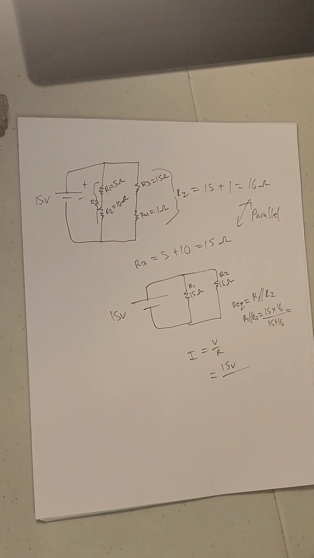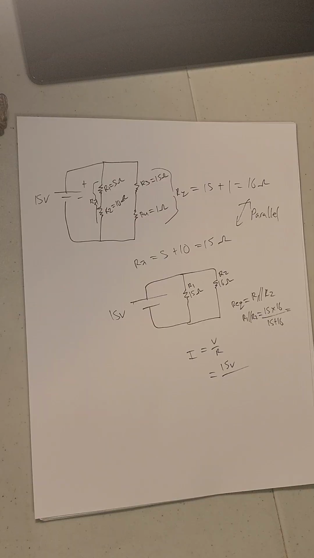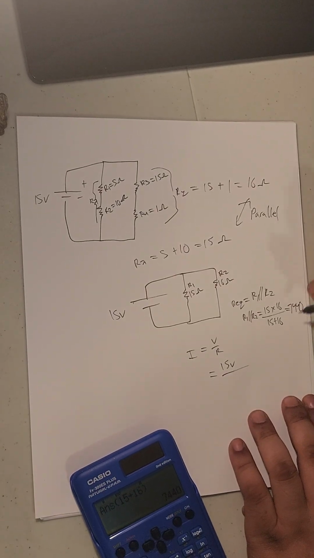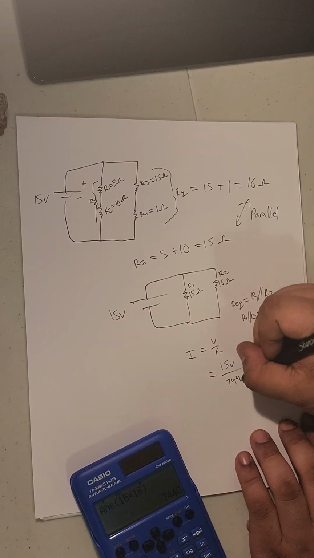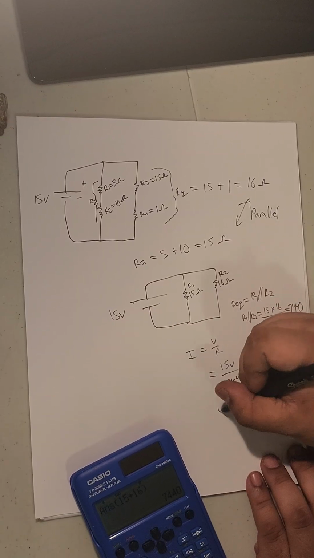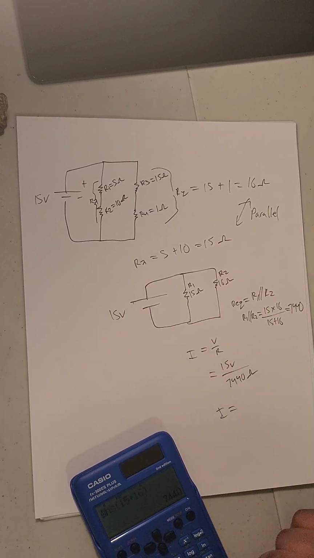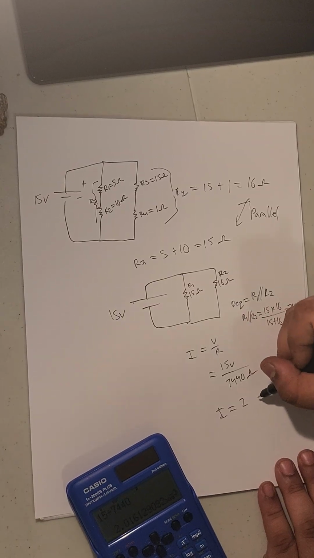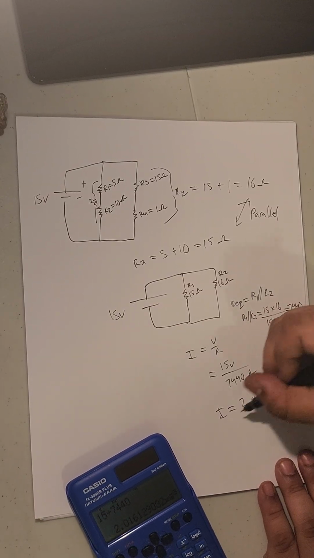That is equal to 15 times 16, 7,440. So you can see we have a large resistance here. I'm not going to get much of a current. 15 divided by 7,440. Yeah, so the current is approximately 2 milliamps here.